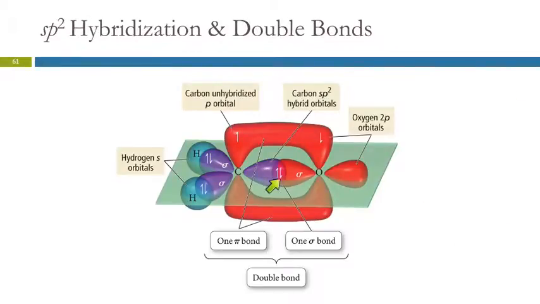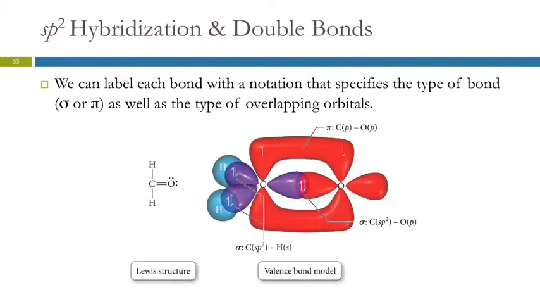So we know there's a double bond between the carbon and the oxygen, but there's not room for another overlap like this. So we get the sigma going straight across, and then the pi is the side-to-side overlap. So we use a notation, and you're going to need to do this on the worksheet. We specify the type of bond, whether it's sigma or pi, as well as the type of overlapping orbitals.